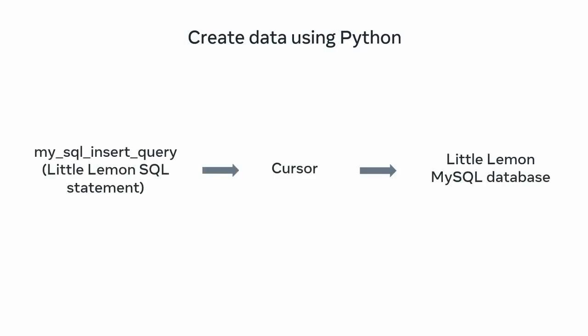Next, Python sends the string to the database through the cursor. The statement is then executed on the database. Little Lemon can use Python to add booking data from guests to their MySQL database using the MySQL insert query variable. The SQL data just needs to be passed in a string format.